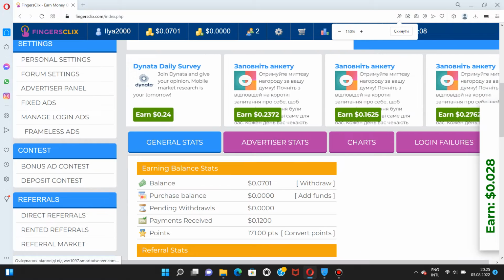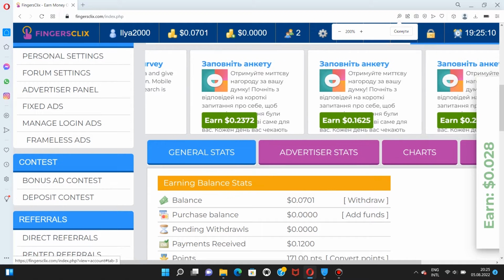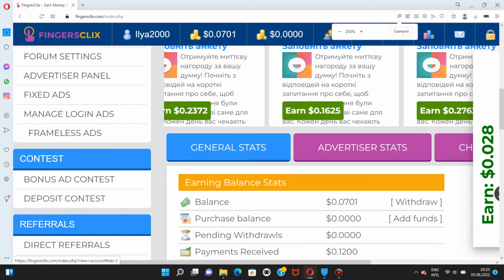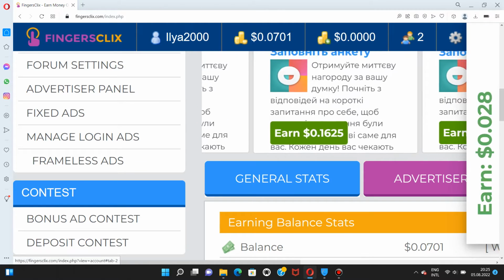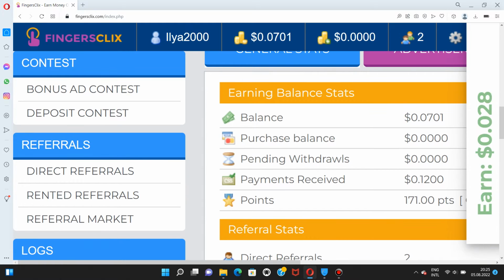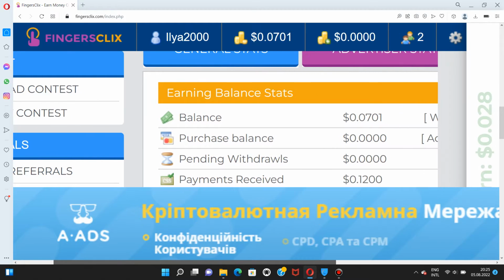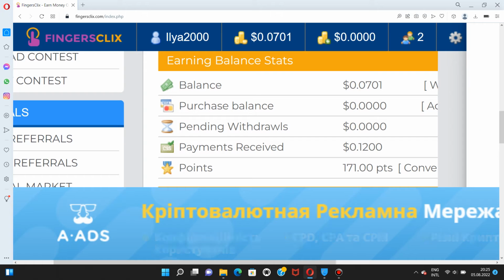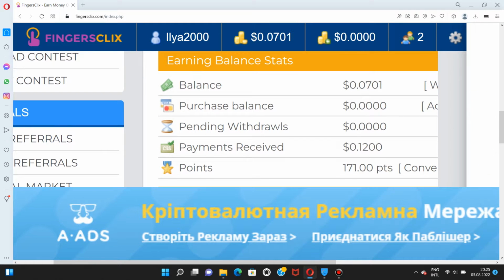I want to once again make a review of the site fingersclicks.com. This site really pays, and in previous months I got 12 cents to my Payeer account directly. So this site really pays.